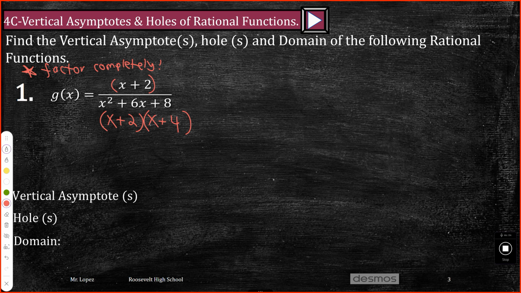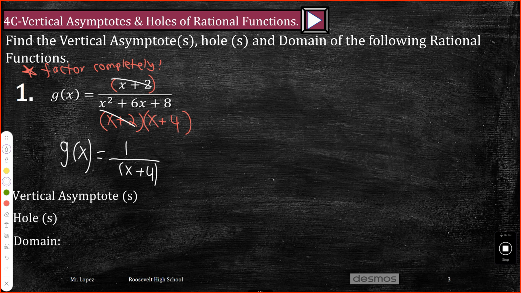What can we do after we factor completely? What do you think we can do here? We can cancel off the x plus 2 with the x plus 2, and we're going to get g of x equals what? 1 over x plus 4. Yes, 1 over x plus 4.